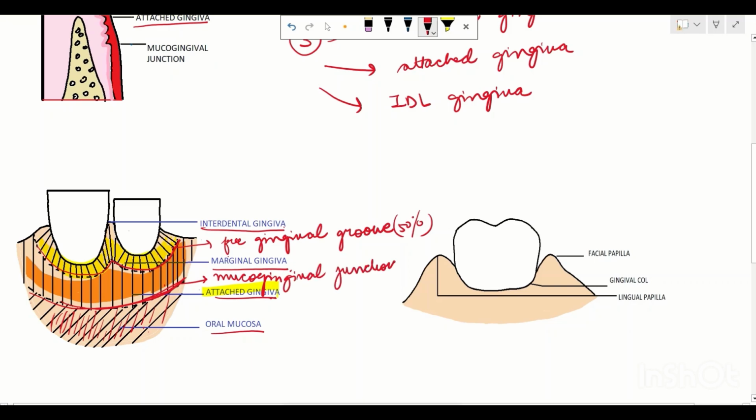So this mucogingival junction will separate your attached gingiva from that of the oral mucosa. Now coming to the third type of gingiva, that is your interdental gingiva. This you can understand better with the help of this diagram.